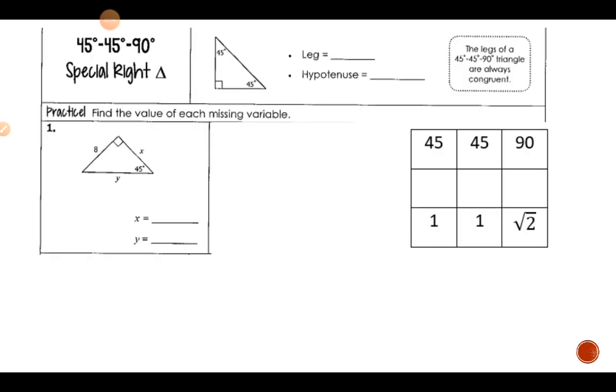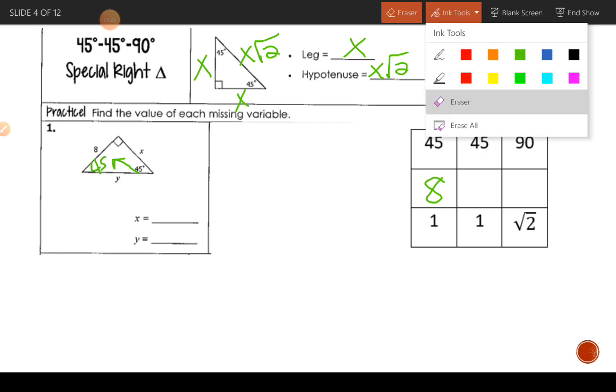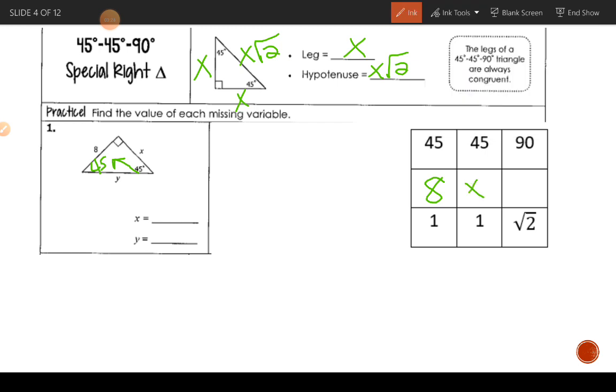So let's go ahead and do some examples here. Again, with this 45, 45, 90, the legs would be our x, and our hypotenuse would be x radical 2. All right, this is an easy one, okay, because one of my legs is 8. So across from the 45, I have 8. Across from the other 45 is going to be my x, and across from the 90 is going to be my y, because we're trying to find both of those. So in this case, we would solve both proportions.